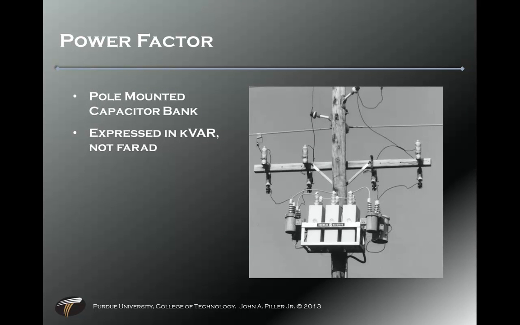Here's a picture of a pole-mounted capacitor bank. Notice there are 3 boxes up there, 3-phase. They are expressed in kVAR and not farads. Again, we discussed that in our first lecture. They are boxes, not cans. You can see a can on the back right side. That would be a transformer. But the capacitors themselves are the three-phase boxes there.